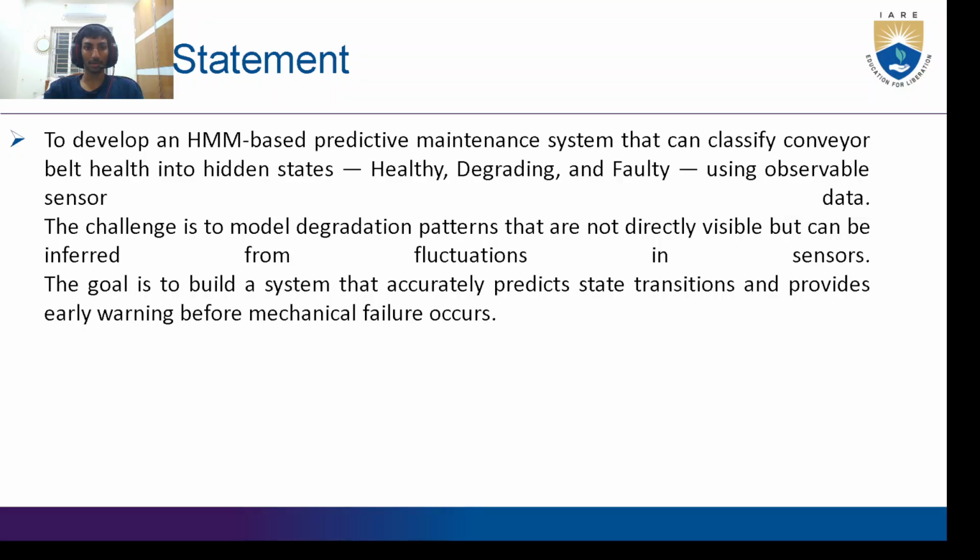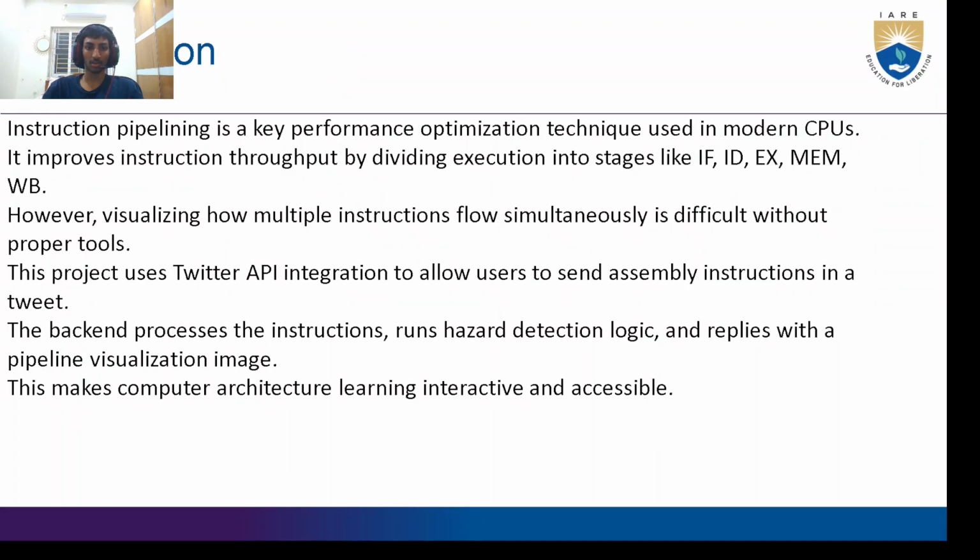So to develop an HMM-based predictive maintenance system that can classify conveyor belt health into hidden states, health, degradation, faulty, using observations, sensor data. The challenge is to model degradation patterns that are not directly visible, that can be inferred from fluctuations in sensors. The goal is to build systems that accurately predict state transitions and provide early warning before mechanical failure occurs.